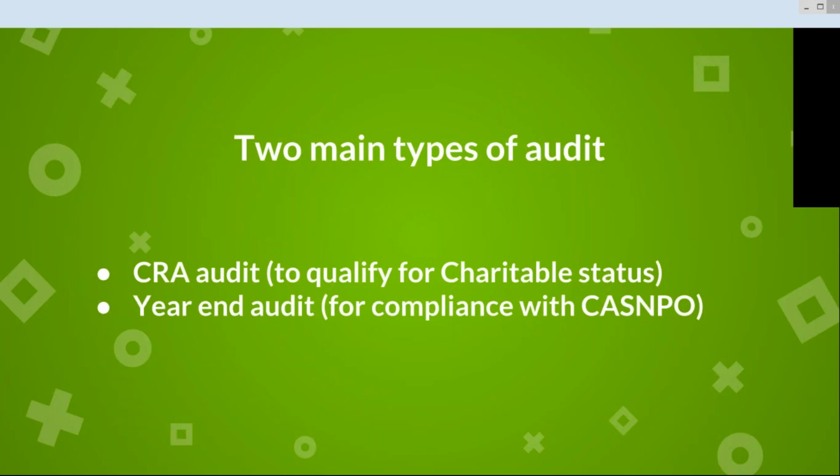As Bob mentioned, there's probably two types of audit that you're going to come across. You are probably all familiar with the year-end audit that comes every year. And the other thing you might come across is the CRA audit, where they want to make sure that you qualify for the charitable status.